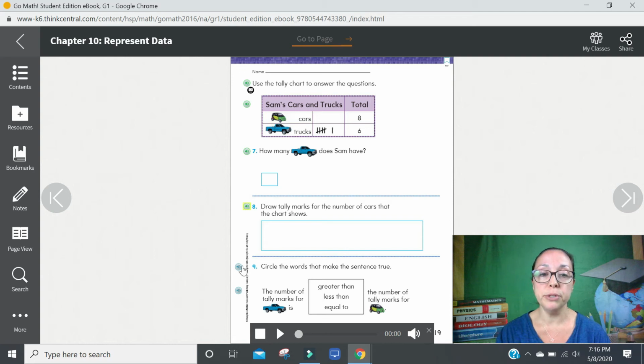All right, número 9. 9. Circle the words that make the sentence true. Okay, so vamos a circular las palabras que hacen la oración verdad. Listen carefully. The number of tally marks for trucks is greater than, less than, equal to, the number of tally marks for cars. Okay, el número de marcas para los camiones es más grande que, menos que o igual que el número de marcas para los carros.